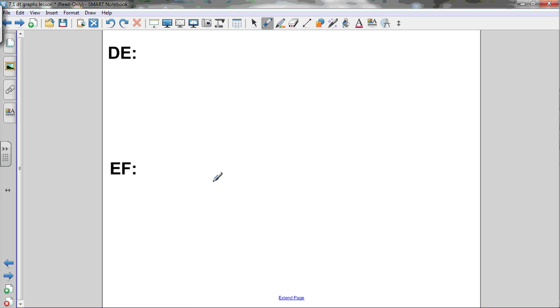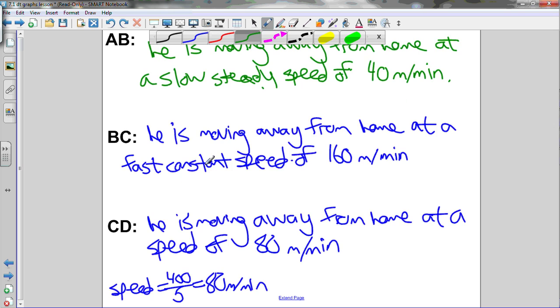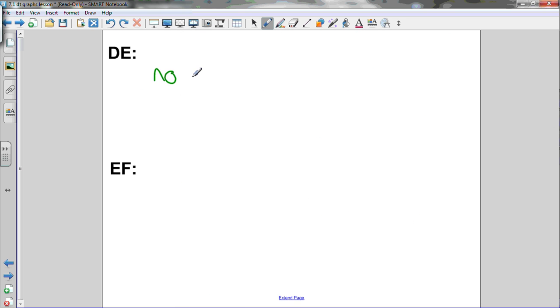Okay, let's do DE. DE is probably the easiest one to do. If we look at section DE here, it's a completely horizontal line. I know a horizontal line shows no movement, because as time is increasing, the distance from home is not increasing or decreasing at all. So there's no movement at all. So that's the easiest one to describe. DE, no movement.